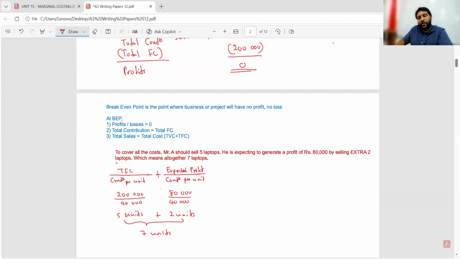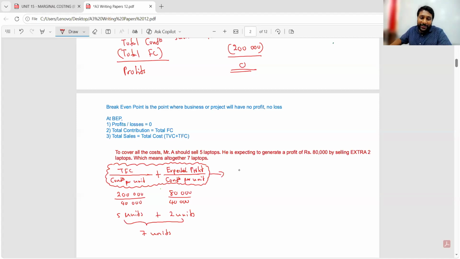Then people, you look at this formula. Look at this. Here the denominators are both the same. Yes or no? What is the denominator? Contribution per unit. If the denominator is same, what can you do? Maths. Now this is not accounts, maths. If denominator is same, what can you do? Add what? Add the numerators.